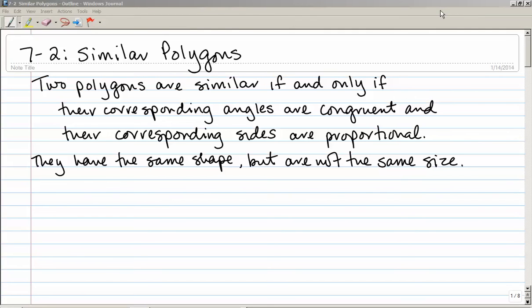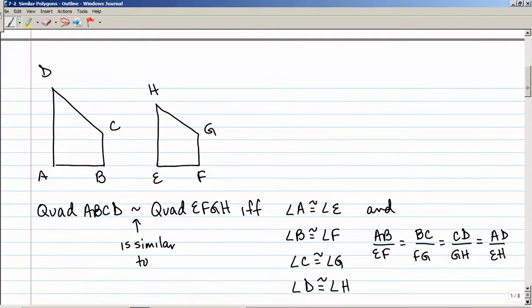Section 7.2 is on similar polygons. Two polygons are similar if and only if their corresponding angles are congruent and their corresponding sides are proportional. That means that they have the same shape but are not the same size. So the angles are going to be the same, but the sides are not going to be the same length. They're just going to be proportional. And we'll see what that looks like.